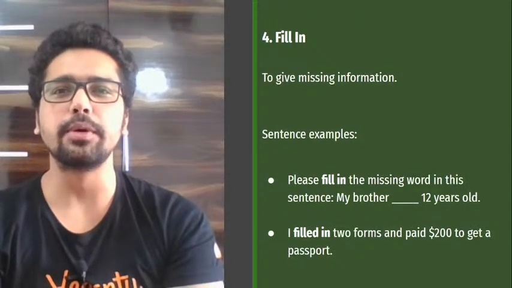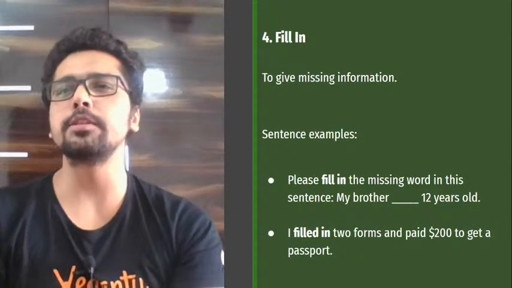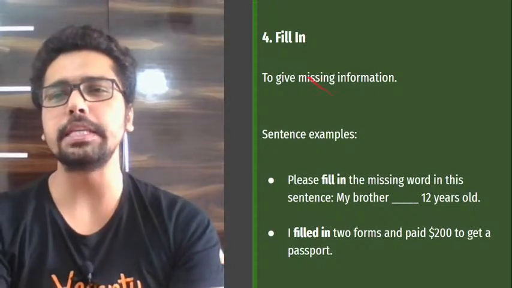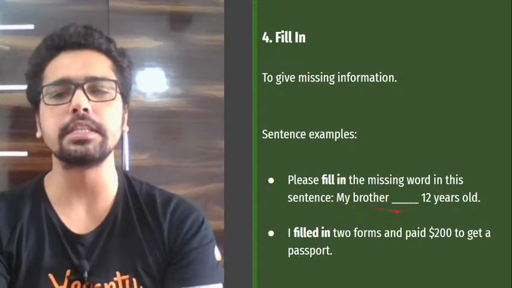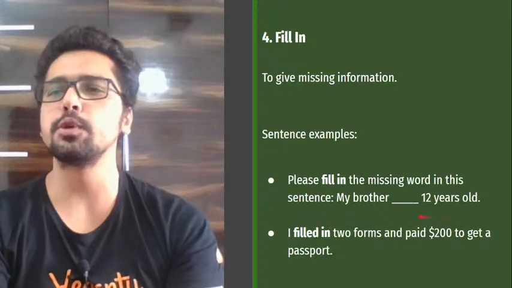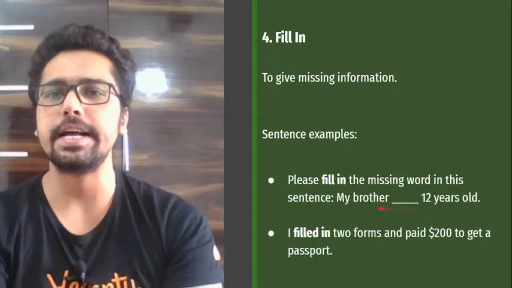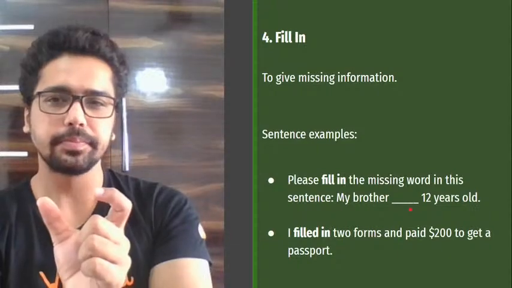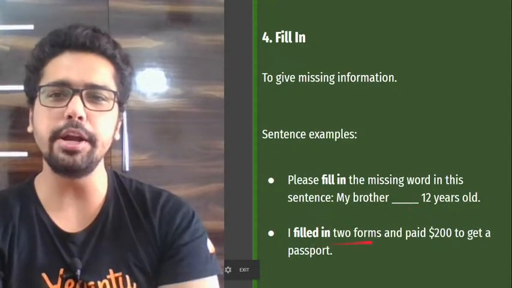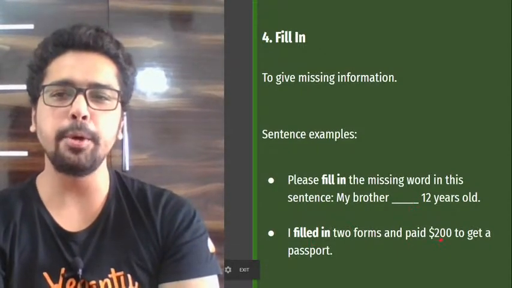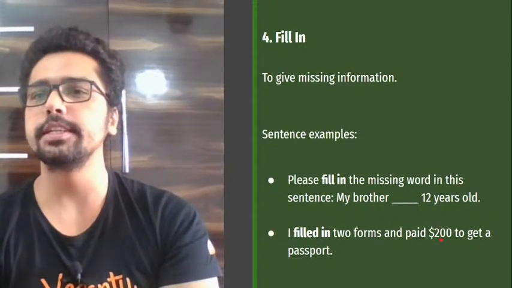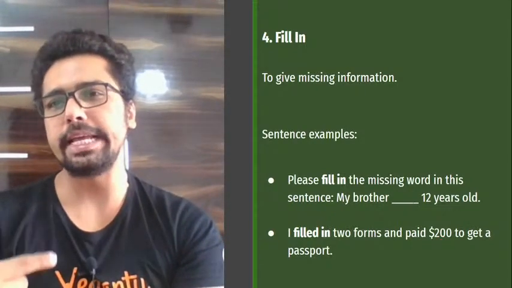And look at this here, fill in, that means to give some missing information. We say fill in the blanks. So, for example, please fill in the missing word in this sentence: My brother dash is 12 years old. Of course, we'll use the verb is here. So, the missing verb over here is. That's why we say fill in. Look at the second sentence: I filled in two forms and paid $200 to get a passport. Filled in, so it's like filling in.